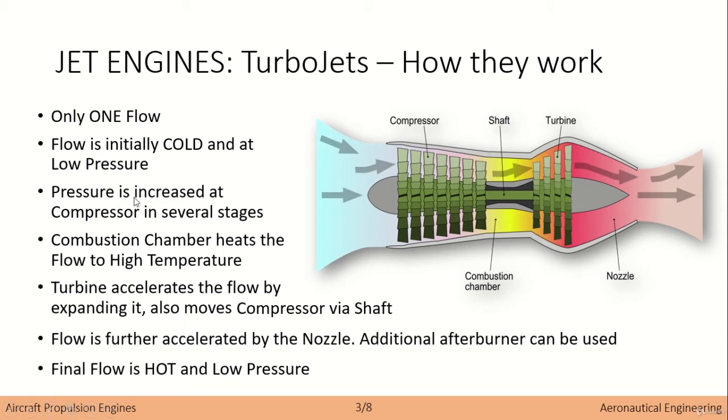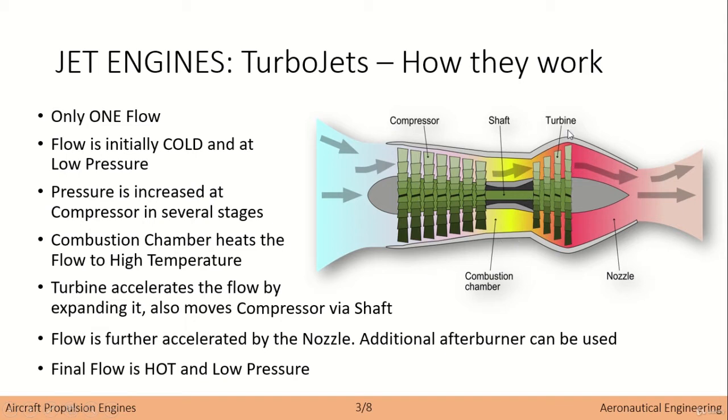Now, pressure will be increased at the compressor in several stages, as we saw in the part on compressors. What we will have is an axial compressor with different stages, and these different stages will increase the pressure per step. So in the combustion chamber we will get a very high pressure fluid. The combustion chamber will heat the flow to a high temperature, so not only will we have a high pressure fluid, but a very high temperature and high pressure fluid.